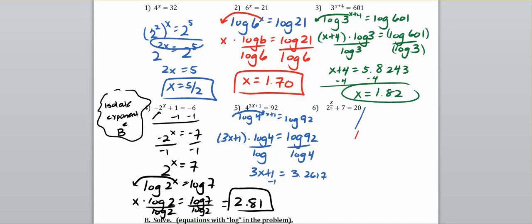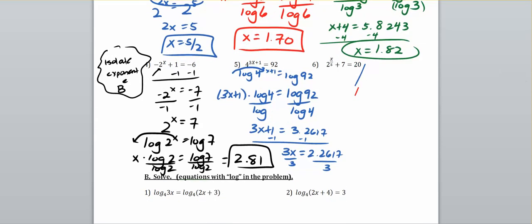And from there, now I kind of have an Algebra 1 equation where, if I'm solving for x, I'm going to take away 1. So I have 3x equals, take away 1 on your calculator, I'm going to get 2.2617, and then divide by 3. So x is going to equal, divide that by 3 on my calculator, I got 0.753, so let's do 0.75, and I'm done.